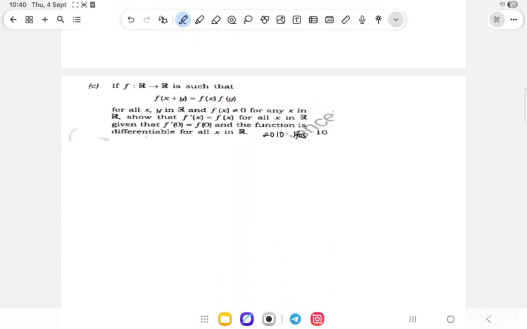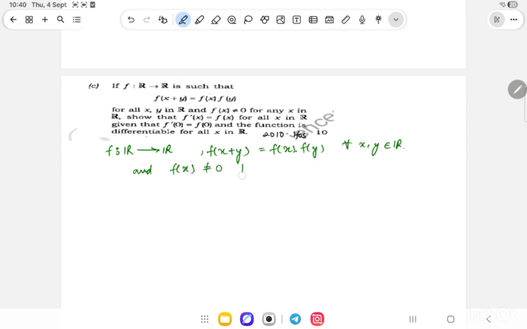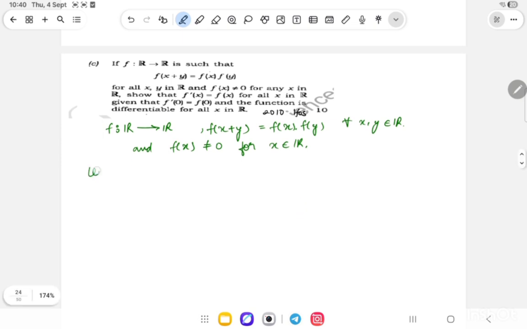The next question says that f is a function from R to R, and f is defined as f of x plus y equals f(x) into f(y) for all x, y in R. And also f(x) is not equal to 0 for any x in R. So we claim that my f dash x is equal to f(x) for all x belonging to R. We are supposed to prove this relation, and it is given that f dash 0 is equal to f(0) and the function f is differentiable for all x in R.